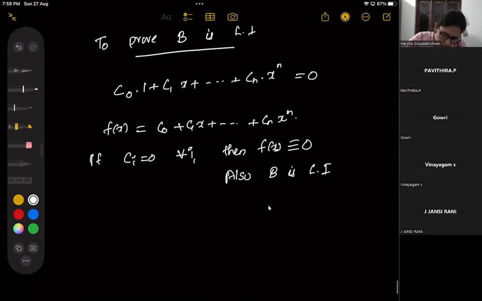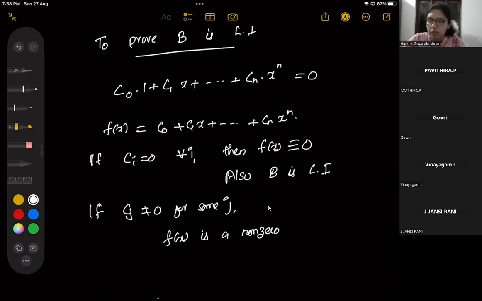If Cj is not equal to 0 for some j, then f of x is a non-zero polynomial, and it can have degree at most n. We don't know what Cn is. If Cn equals 0, its degree is less than or equal to n minus 1. Here, Cj non-zero means the minimum degree j is there.